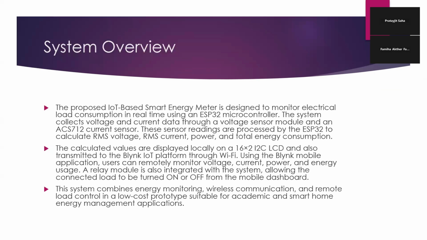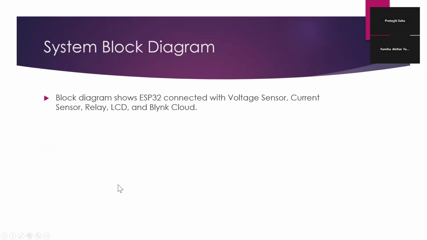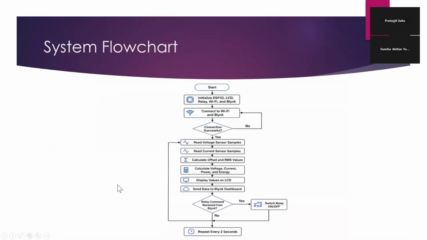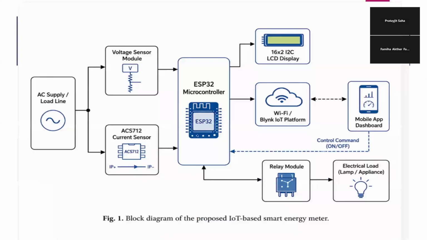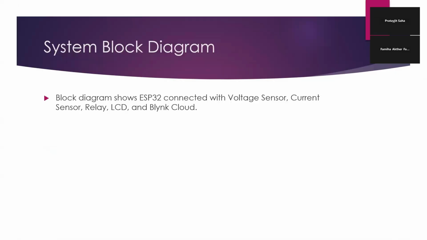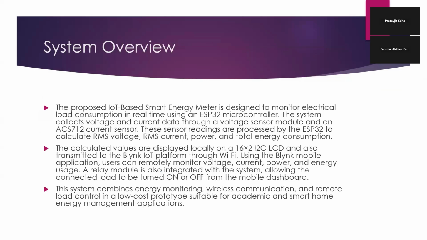Thank you, Protyojit Shaha. Now I will explain the components and methodology of our project. The main components of our project are ESP32 microcontroller, ACS712 current sensor, relay module, 16 by 2 I2C LCD display, DC LED load, power supply module, jumper wires, and breadboard. The ESP32 is the brain of our project.